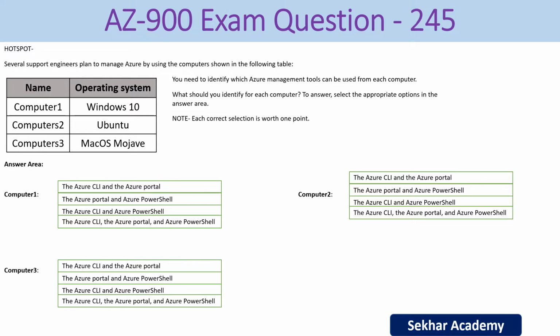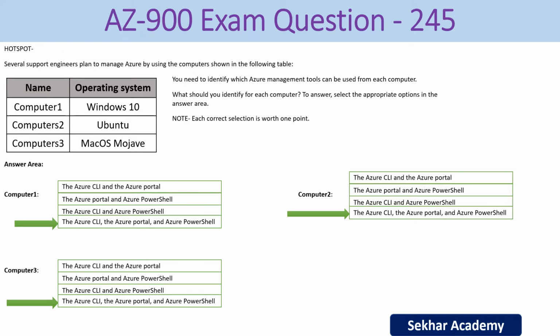So for each of them, you need to choose for computer one which option it will suit to manage the tools, right? So the right answers here are the Azure CLI, Azure portal and Azure PowerShell. So through all three of these options we can manage the tools, right? So previously the Azure CLI was the only option for managing the Azure subscriptions and the resources from the command line on Linux or Mac OS or Windows.